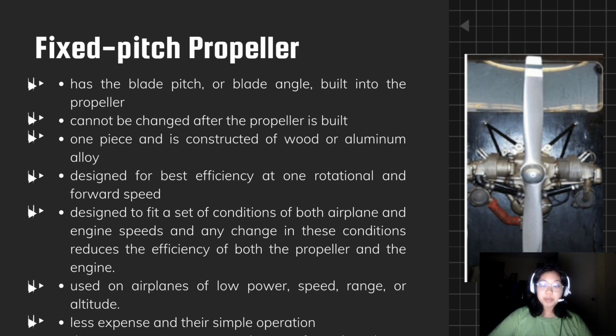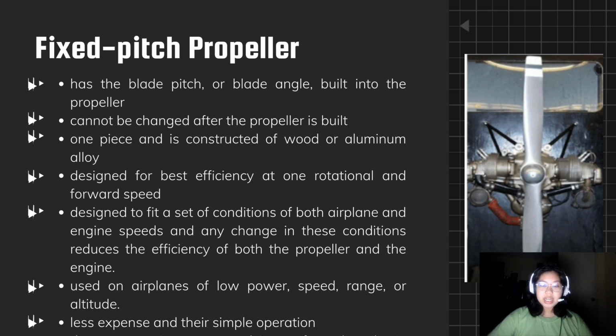A fixed pitch propeller is the simplest of propeller designs, and it is associated with many light piston engine aircraft. For this type of propeller, its blade pitch or blade angle of attack is built into the propeller, and it cannot be changed after the propeller is built. Because of this, the blade angle is a compromise between the optimum pitch for takeoff, climb, and cruise.